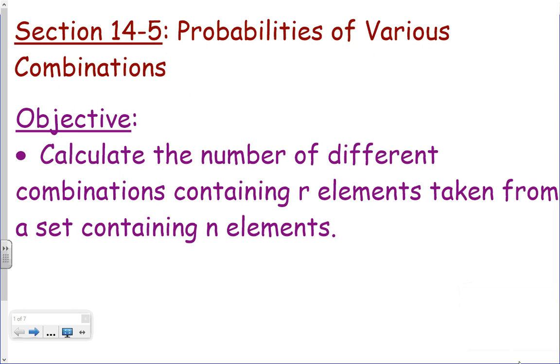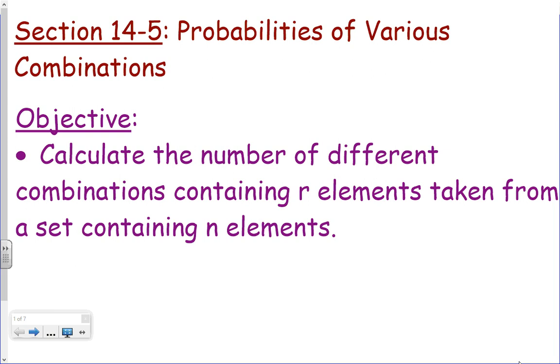All right, open up your book to section 14-5. We're on page 719 in your book. The title of this section is Probabilities of Various Combinations. And our objective here for this section is to calculate the number of different combinations containing R elements taken from a set containing N elements.